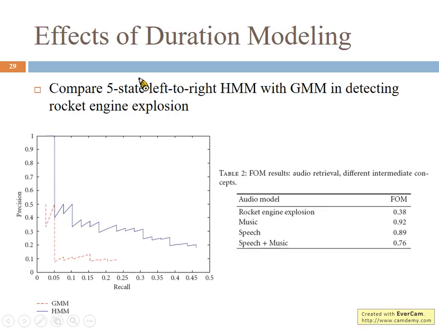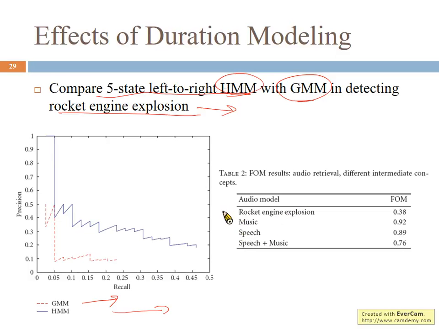For modeling concepts with time series data, they compare the 5-state left-to-right hidden Markov model with Gaussian mixture model in detecting the rocket engine explosion. Such an audio concept is a time series. This is the precision recall curve obtained based on Gaussian mixture model and the hidden Markov model. Here we can see the hidden Markov model outperforms Gaussian mixture model, and this is not surprising because GMM cannot describe time series data, but HMM can.